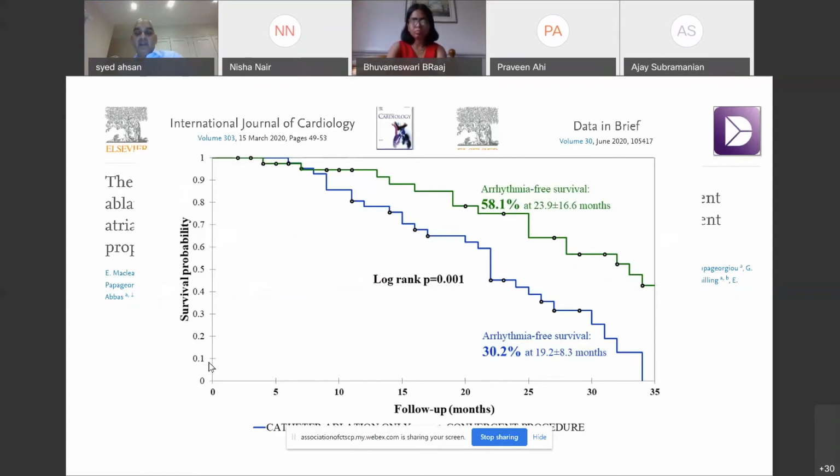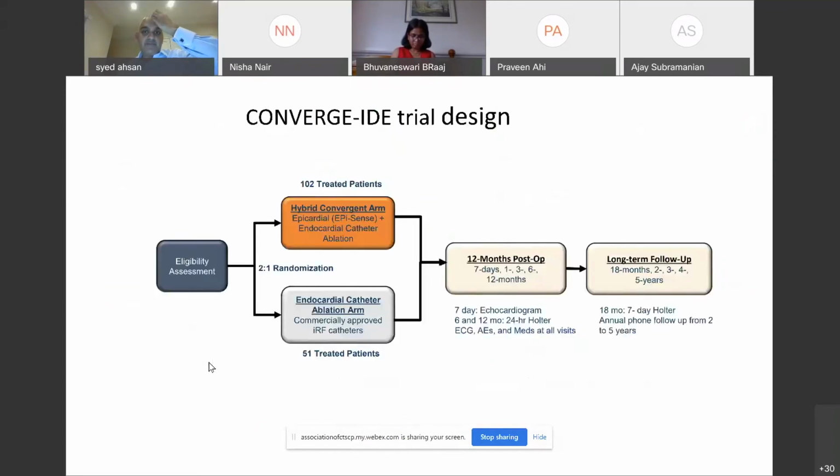But remember, these were long-standing persistent AF ablation patients, so patients with dilated left atria, often above 5 centimeters, often with concomitant conditions such as cardiomyopathies, who had been in AF for a long time, with a mean duration of AF of over 3 years. So really, this is the patient group that does worst.